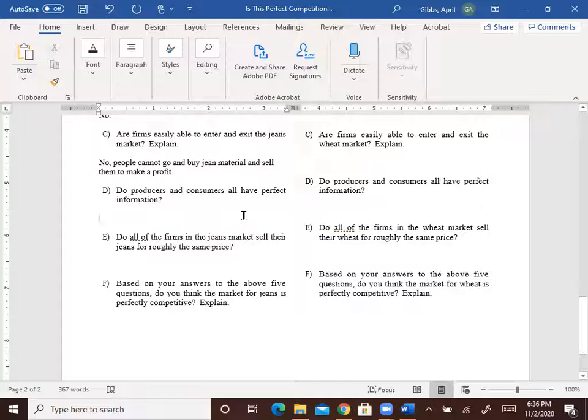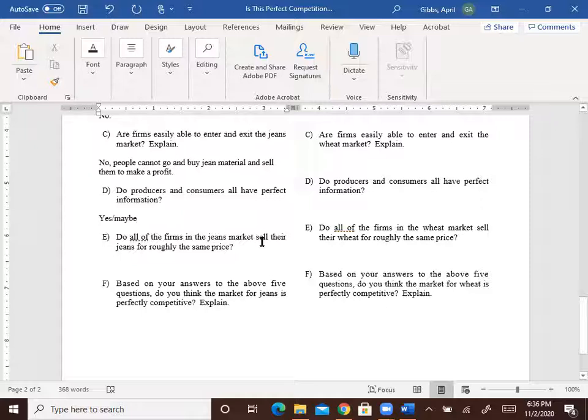So do producers and consumers all have perfect information? Can you Google how to make jeans? Where do I get jean material? How do I make these jeans? You might be able to. So that might be a yes, maybe question.